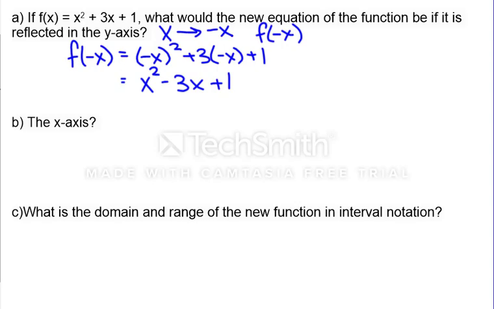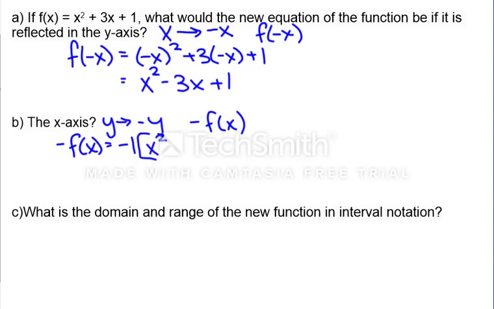If we wanted to reflect it in the x-axis, that means our y's are becoming negative y's. They're the opposite sign of what they were. Or we had negative f of x. So our negative f of x is equal to negative 1 times our x squared plus 3x plus 1. Which if we simplify and distribute our negative 1 to every term, would be negative x squared subtract 3x subtract 1.